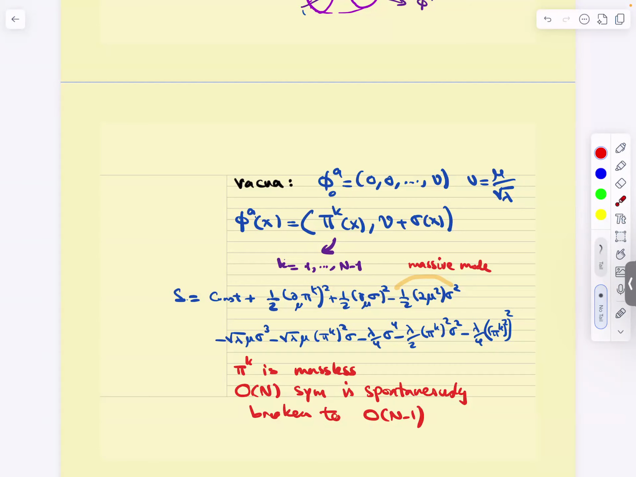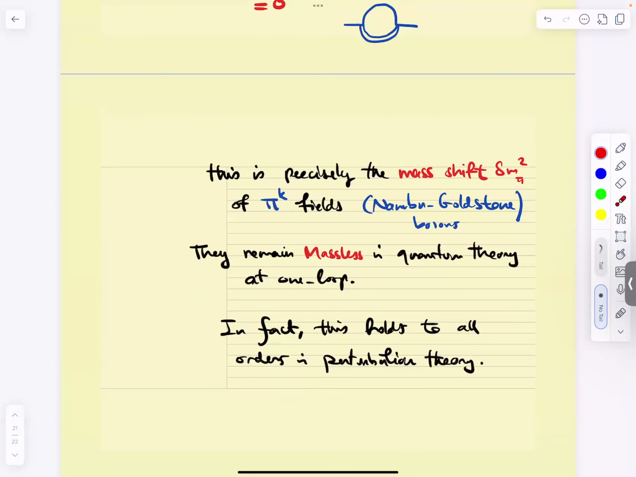All right. Any questions? So the Nambu-Goldstone boson remains massless in quantum theory at one loop. In fact, it remains massless to all orders in perturbation. Jeffrey Goldstone is still an active faculty at MIT. You could go and talk to him. Any questions? All right. Not. Thank you so much, guys.